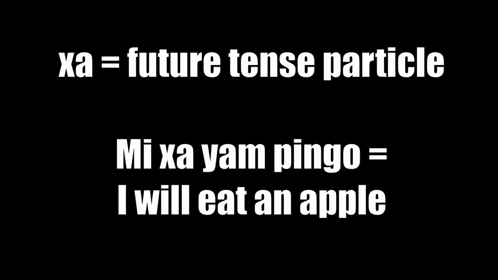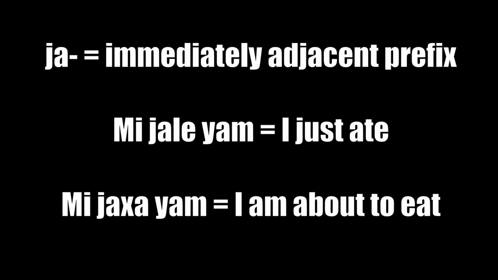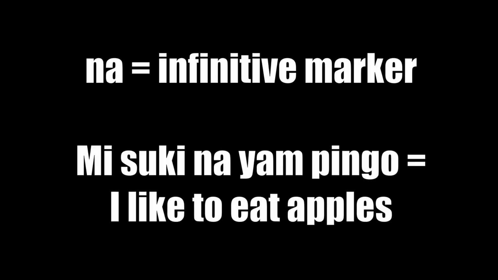Mi sha yam pingo means I will eat an apple. Ja is a prefix that refers to something immediately adjacent. Mi jale yam means I just ate, while mi jasha yam means I'm about to eat. Na is the infinitive and is required when putting two verbs together. Misuki na yam pingo means I like to eat apples.